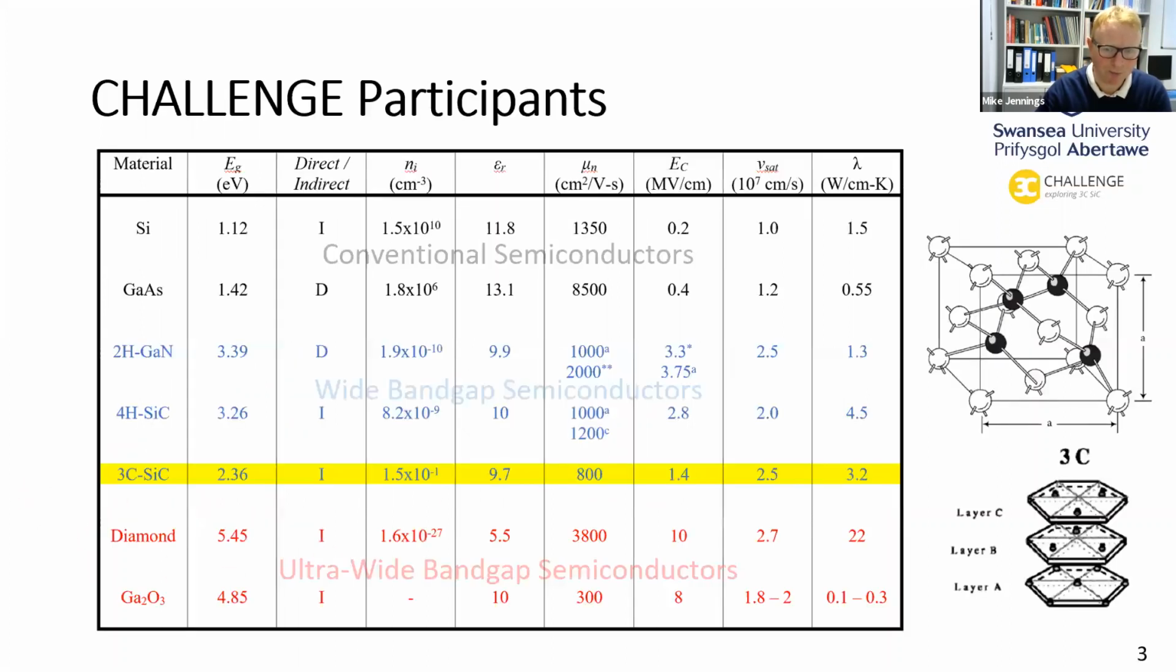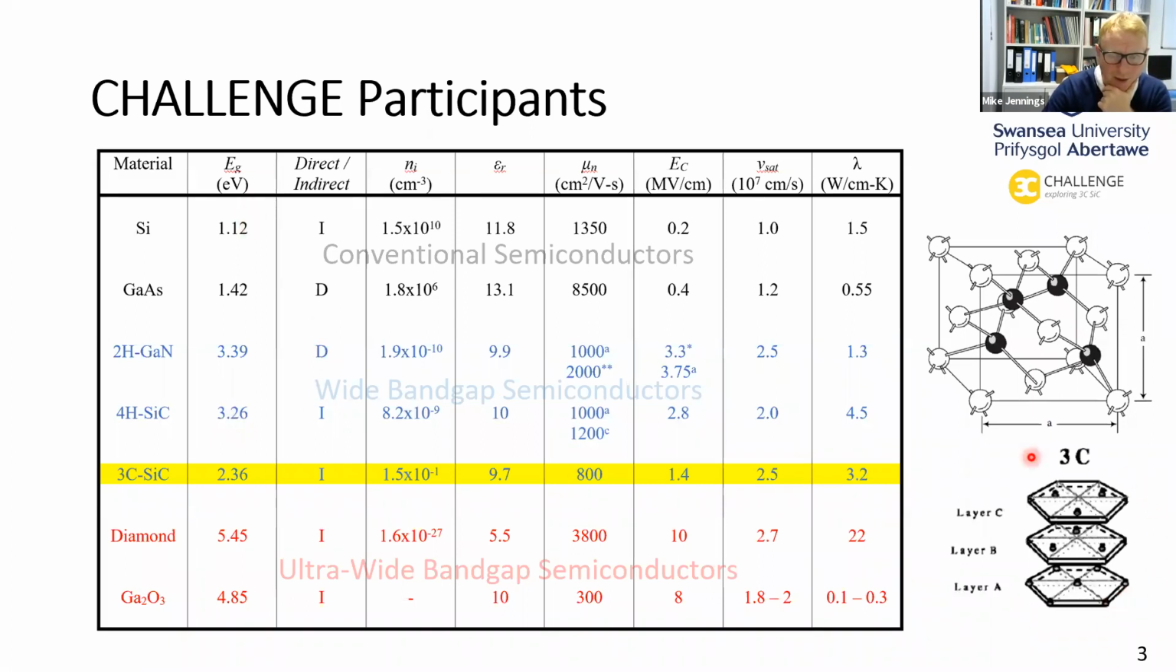So here we see the material properties of cubic silicon carbide pitted against many of the other conventional semiconductors: silicon, 4H silicon carbide, GaN, and so forth. We can see the band gap is around 2.36 electron volts, which lies somewhere in between 4H silicon carbide and silicon.